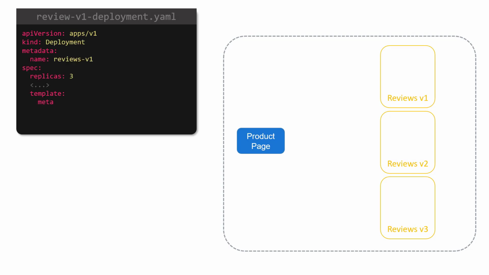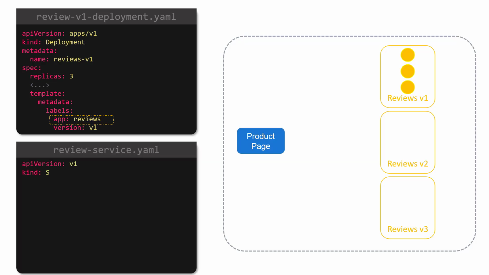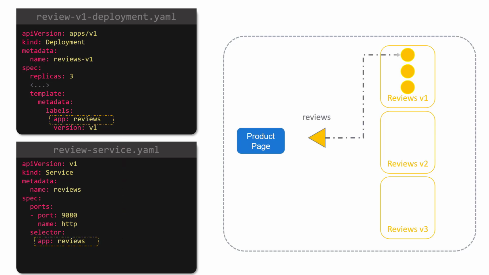Let's say it has 3 replicas, for example. This microservice is exposed within the cluster using a service type of cluster IP. The label app is set to the value of reviews, and that helps the service identify the pods as part of the reviews deployment. The service directs traffic to all the 3 pods. The product page can now refer to the review service to get reviews of a book. As of now, 100% of traffic goes to the reviews version 1.